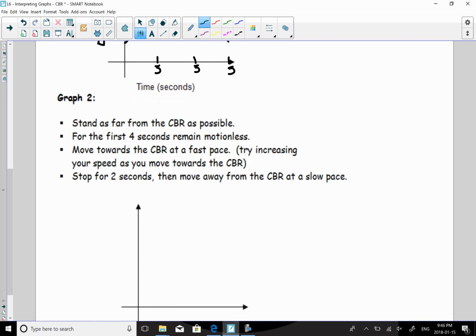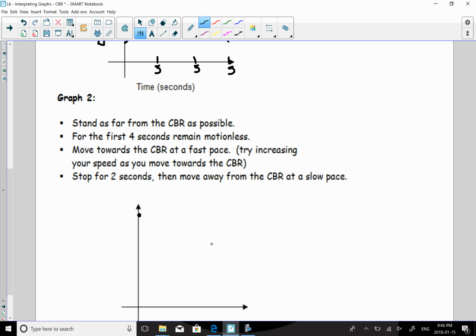So let's try this again. Unfortunately, I can't do as far as possible on my applet, but if we can account for that, we're standing somewhere like here. And then for the first 4 seconds, we're going to remain motionless, which means I'm not going to move. Then we're going to move towards it at a fast, steady rate.